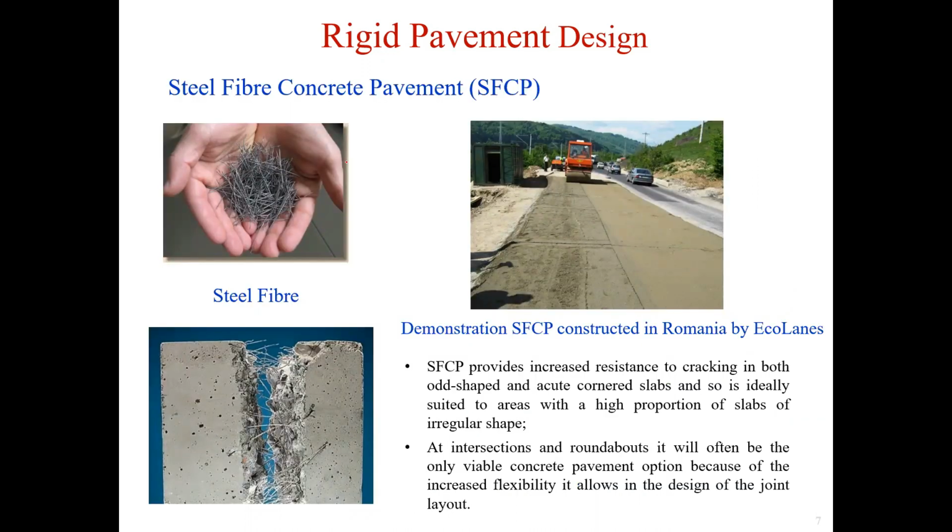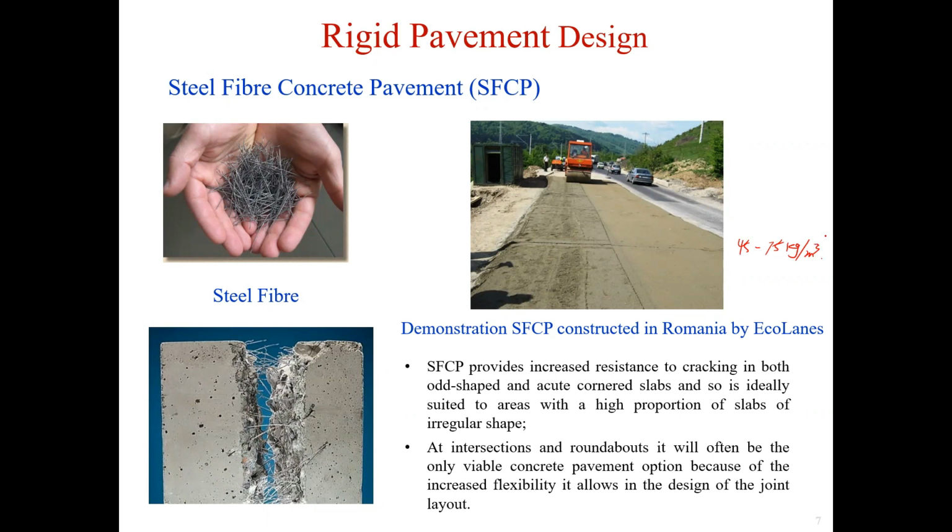The last one is the steel fiber concrete pavement, SFCP. Steel fibers are typically between 15 millimeters and 50 millimeters in length, with either enlarged ends that act as anchorages and/or crimping to improve bond. Typically, fibers are added to the concrete at a rate of approximately 45 to 65 kilograms per cubic meter.